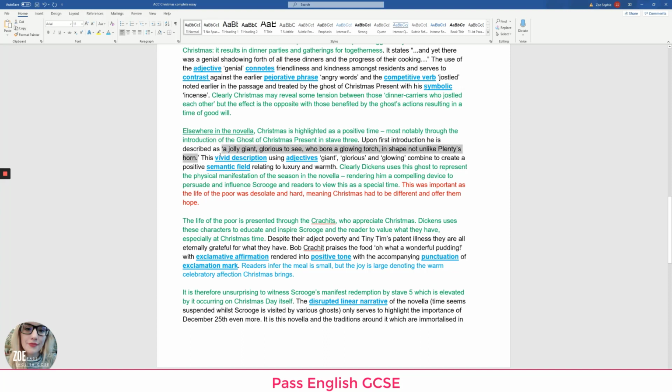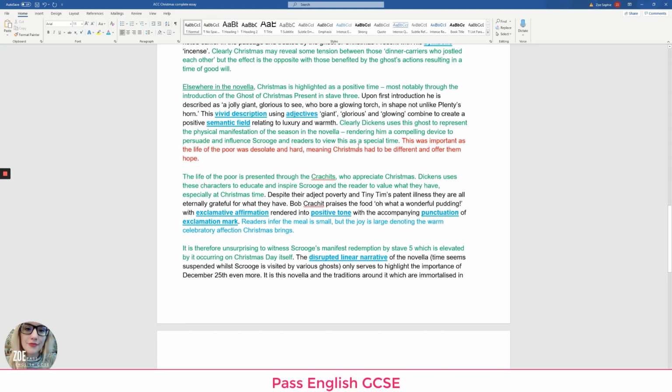This vivid, that means so clear you could picture it, description using adjectives "giant," "glorious" and "glowing" combine to create a positive semantic field. That means a collection of words in which you can see a pattern emerge. So giant, glorious, glowing, they're all sort of positive. Luxury and warmth as well, I've linked them to. Clearly, Dickens uses this ghost to represent the physical manifestation, that means creation, of the season in the novella, rendering, making him a compelling device. So the ghost himself is a technique. That's what I'm saying. Two, I can always make that blue.